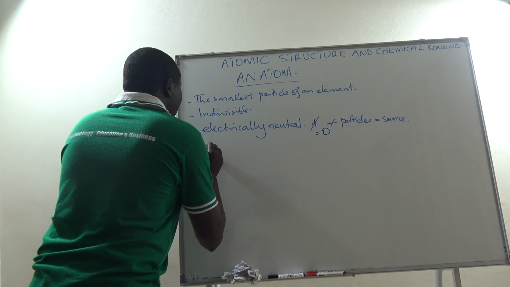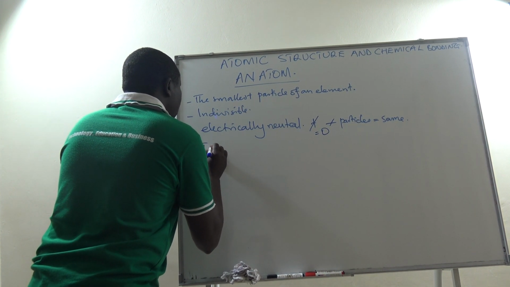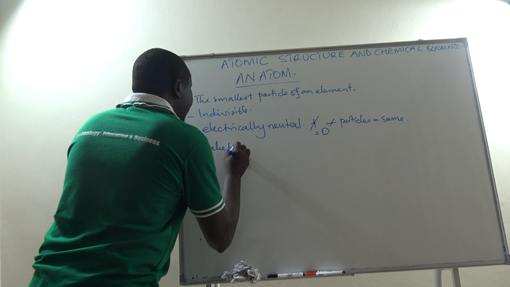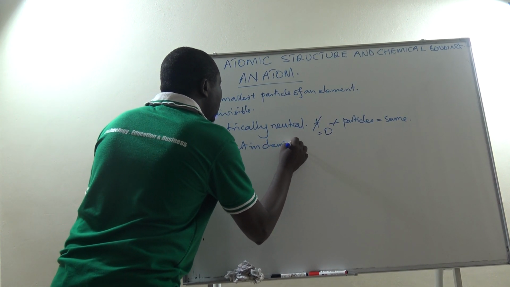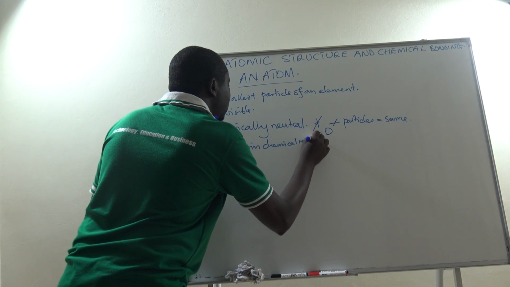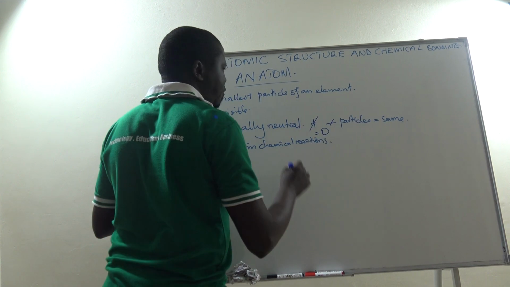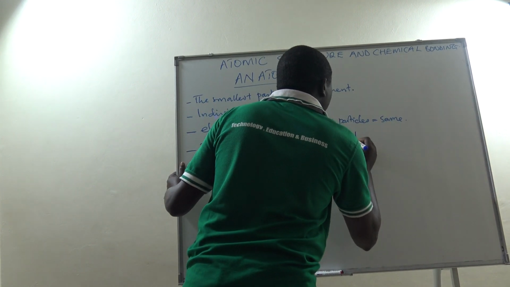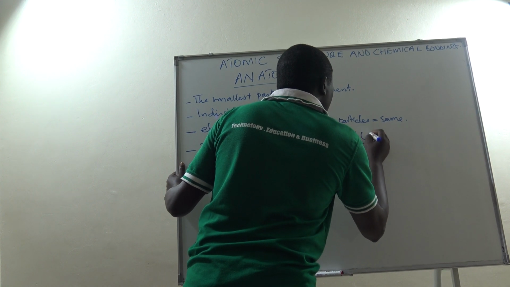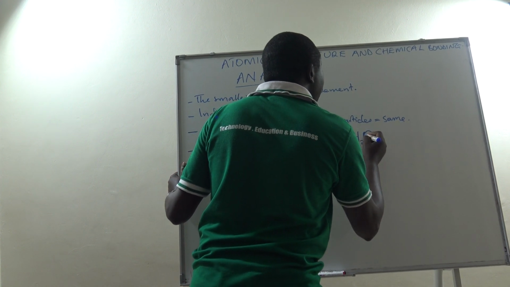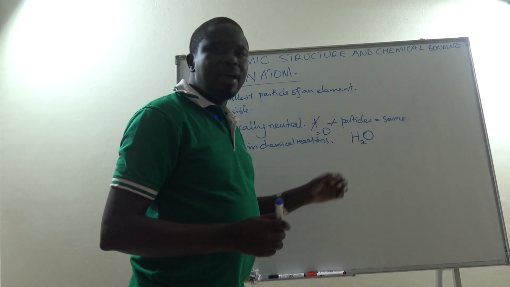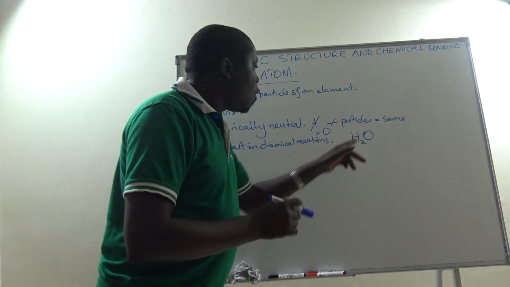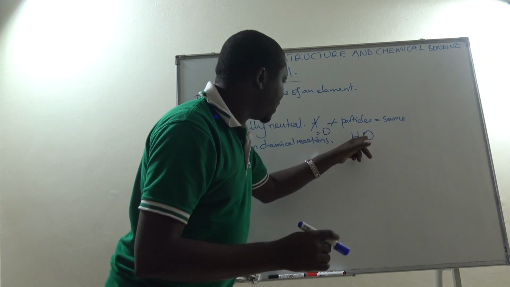And then finally, atoms do take part in chemical reactions. For example, look at water. The formula of water is H2O. In water, we can clearly see from the formula that there are 2 atoms of hydrogen combined with 1 atom of oxygen.